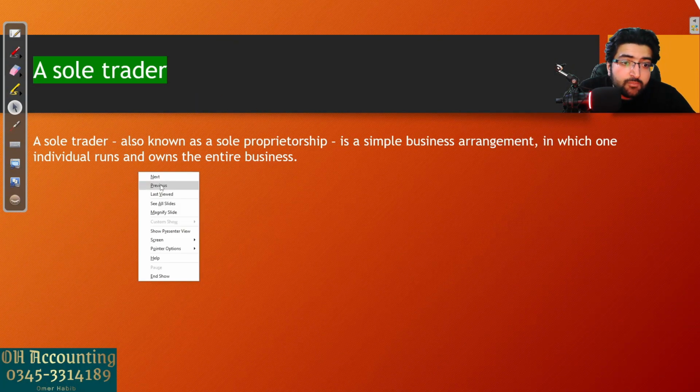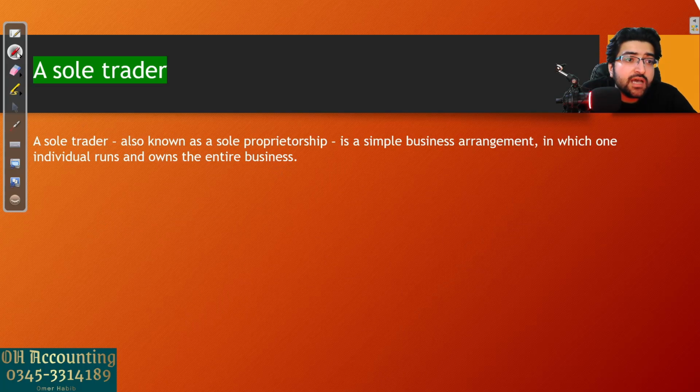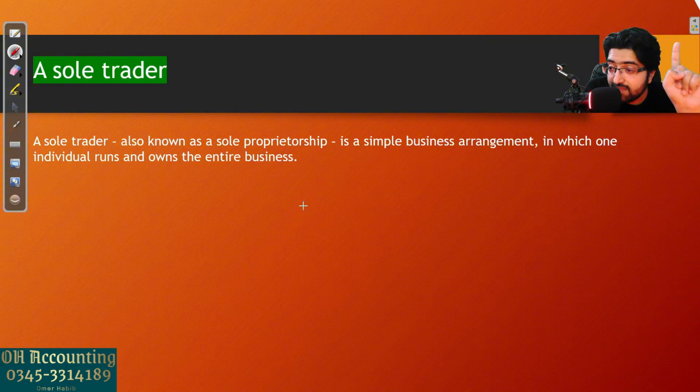I'm not going into the detail of these topics right now. We will go through the details when we are covering those, and then I will let you know what types of businesses those are. Today we will discuss sole trader only. So a sole trader business is a simple business which is run and owned by a single person. What it means is that there is only one owner and all the decision making is done by that person. No one can interfere, so it's entirely up to that specific person.